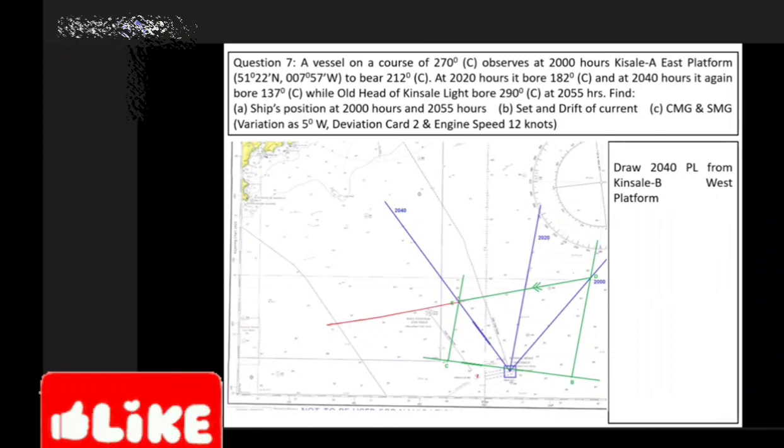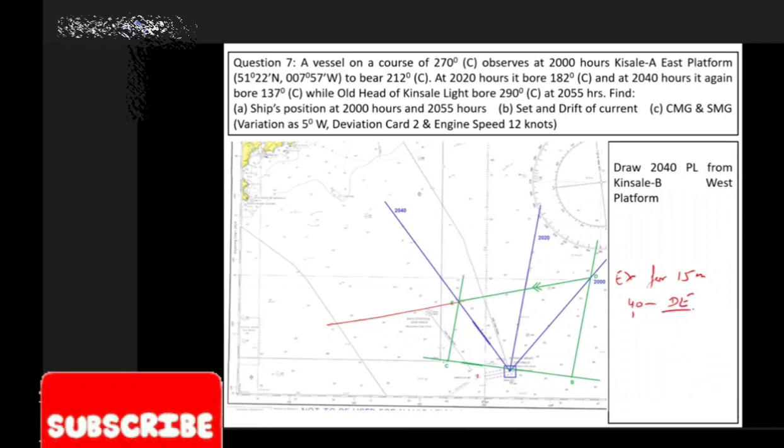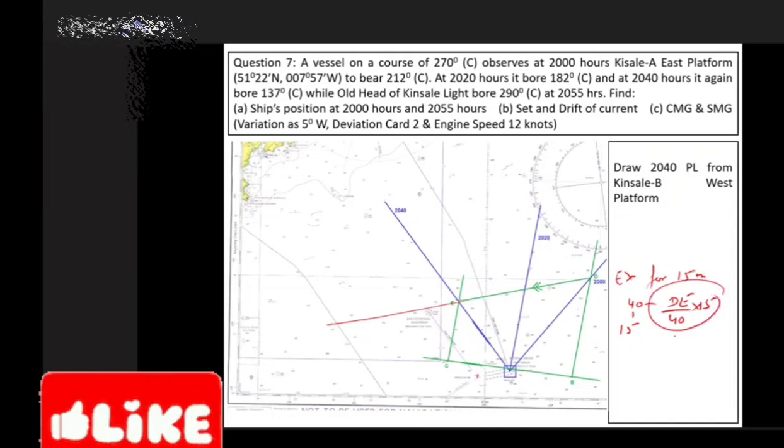Now you will calculate a distance from E to X. E is the last point. E to X for 15 minutes on this CMG line. That is the EX distance on this CMG line, correct? And then what will you do? You will measure DE, that is 40 minutes. In 1 minute it will be DE upon 40. In another 15 minutes it will be so much. This will be your EX, right? From E you will mark off point X based on this distance EX that you have calculated, okay?